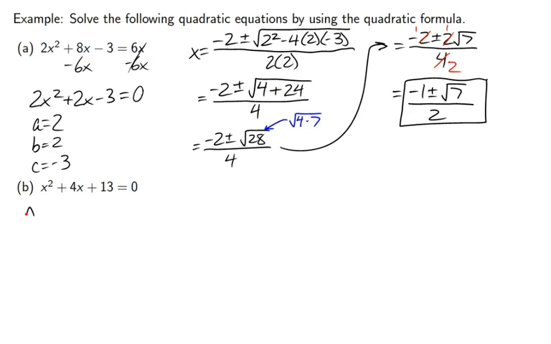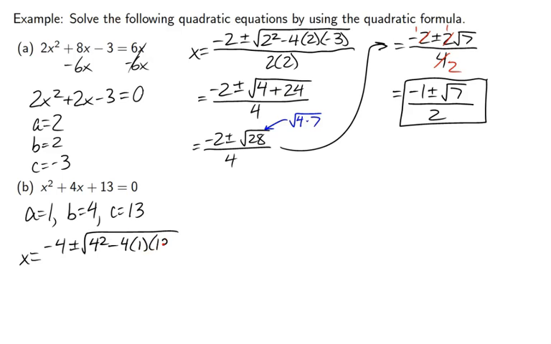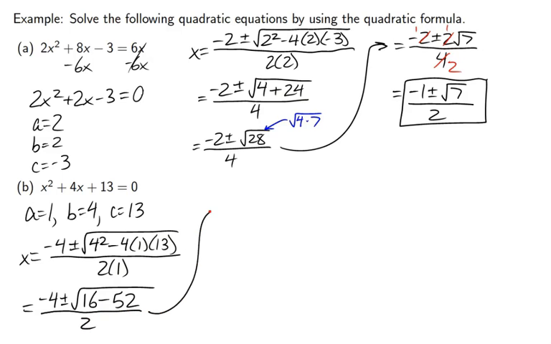Next example. A is 1, B is 4, and C is 13. We get negative B plus or minus the square root of B squared minus 4 times A times C, all divided by 2 times A. So let's see, 4 squared is 16. 4 times 1 times 13 is 52, all over 2.